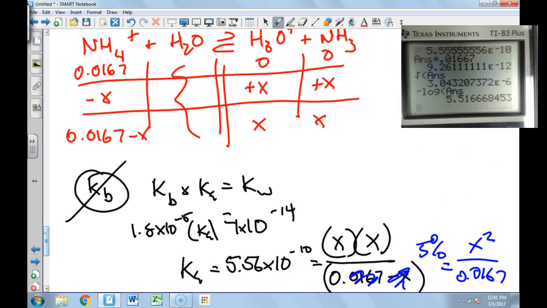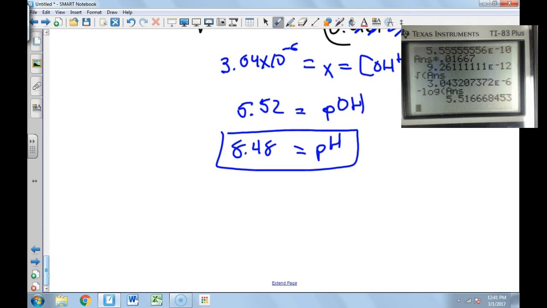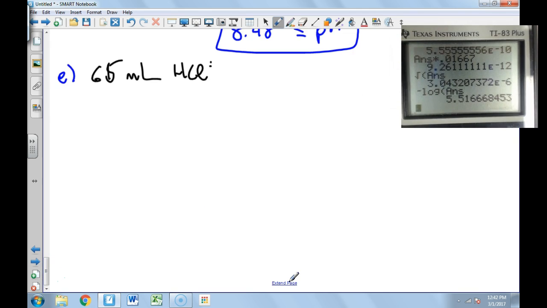Okay, so now the last one. Now we're at 61 for part E. We're doing 65 milliliters of HCl. Okay, and this one isn't going to take as long. So now we always do a stoichiometry step.